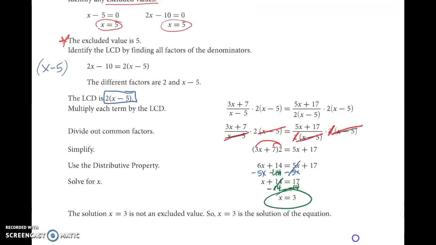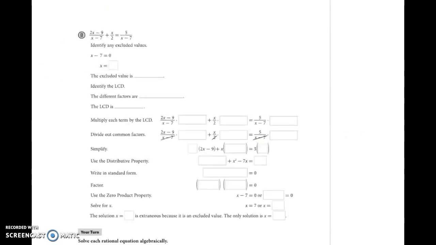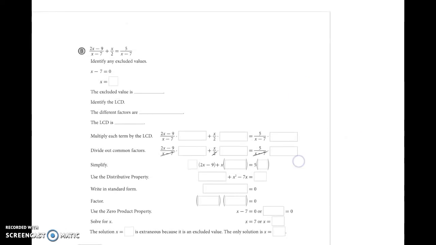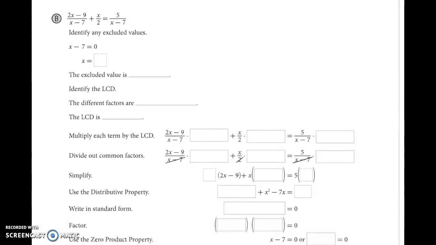So I'm going to flip to the next page, and we're going to do part B, and so that's on page 455, and let's look at part B. So again, we want to find those excluded values and set our denominators equal to 0. And we have x minus 7 here and x minus 7 here. So we don't need to write that twice.